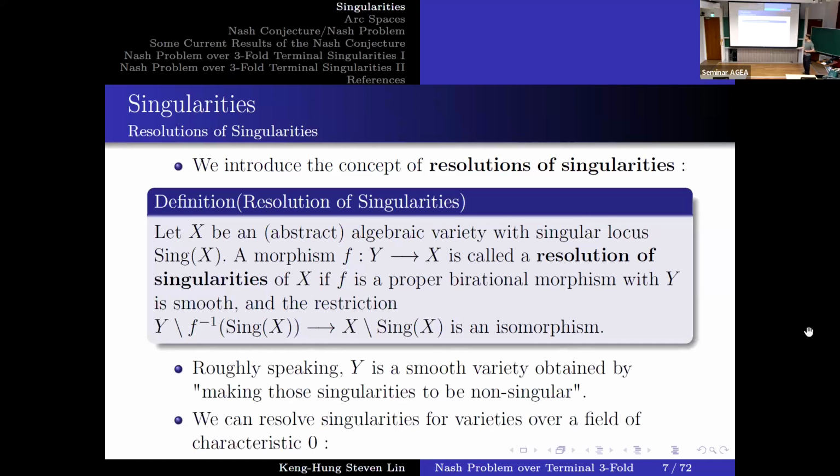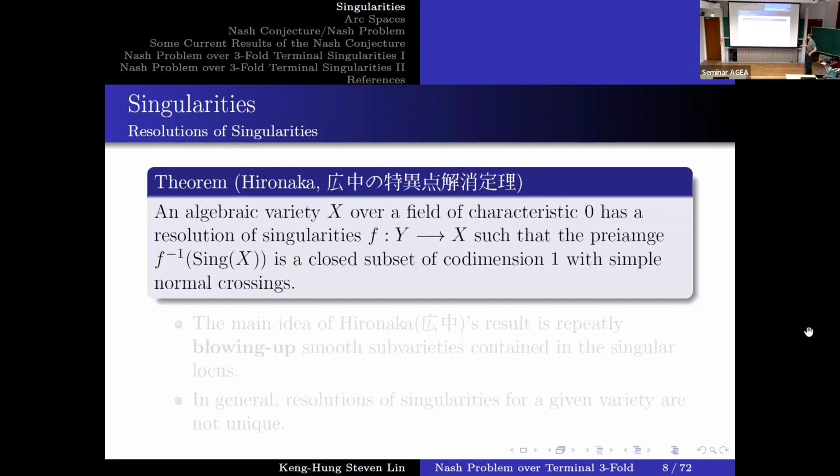Roughly speaking, a resolution of singularities means that we can obtain a smooth model Y that makes the original X, whose points are singular, smooth. We just try to make some birational operations to make it smooth. And we also know its existence, because we have the famous Hironaka's resolution of singularities theorem.